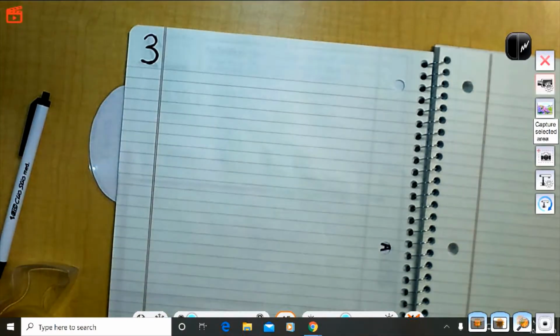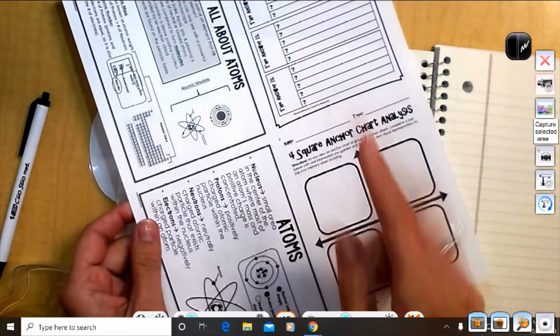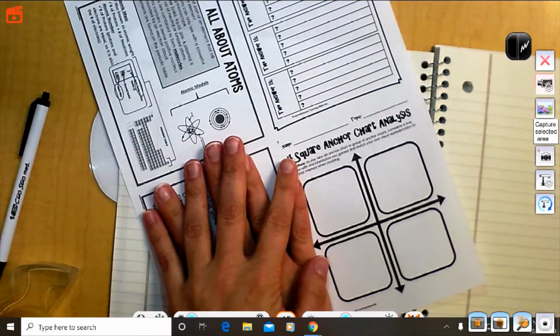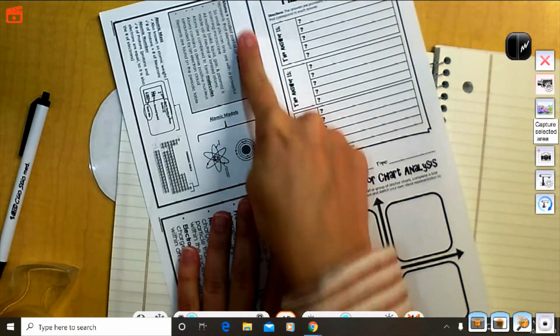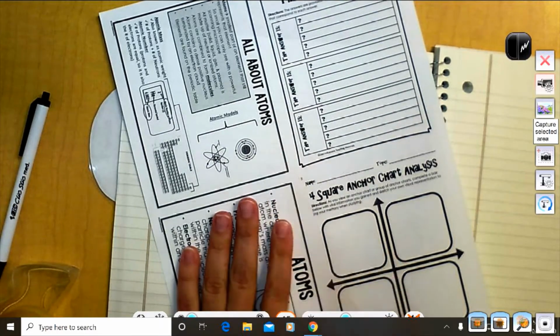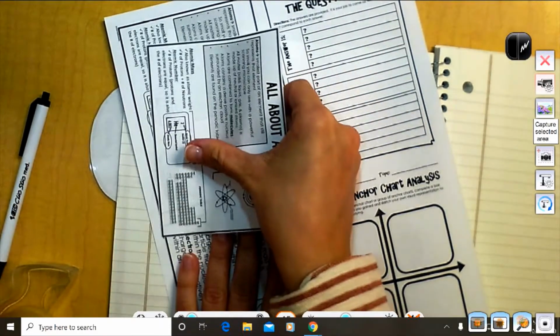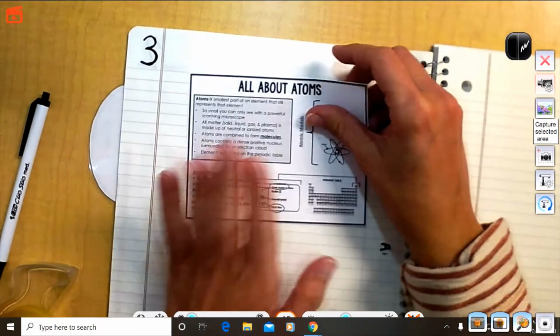Okay, page 3. You're going to go back in your folder and look for the one that was like this. We already cut this one out. We already cut it out. And we're going to get this one, all about atoms. That's the one you want, all about atoms. It's going to look like this. So cut that out. Pause the video if you need to catch up. And we're going to get out this one.